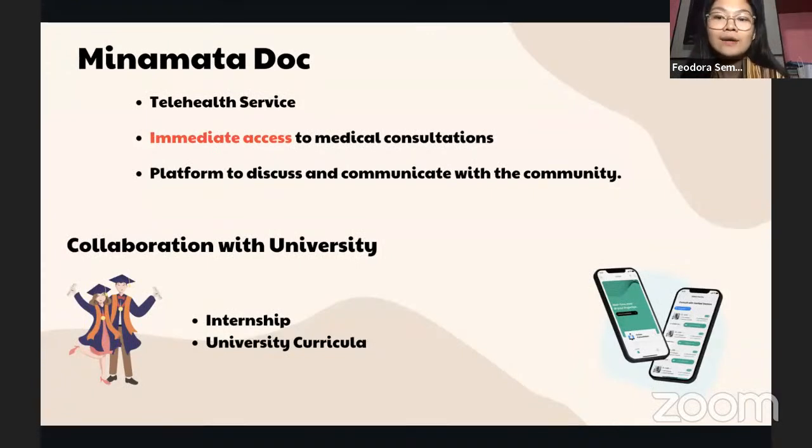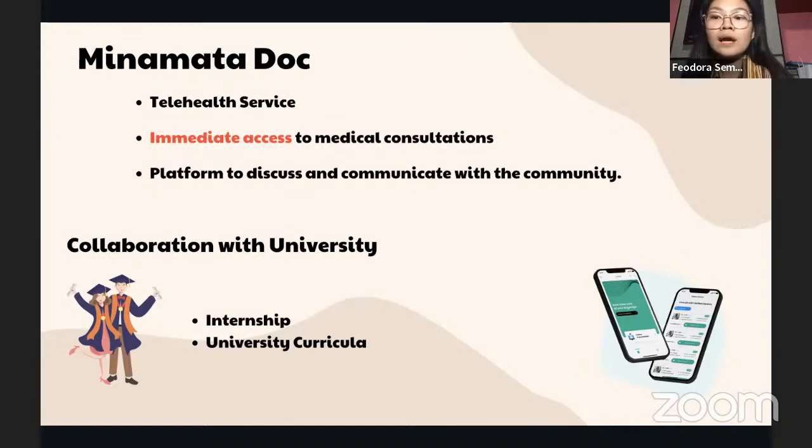Besides that, we also provide the patients with a platform to discuss and communicate with each other, and also lessen the anxiety and the loneliness they might feel. For this, our target users are those who need medical assistance suffering from rare diseases, so that they can communicate with not only doctors, but also other patients in the community.